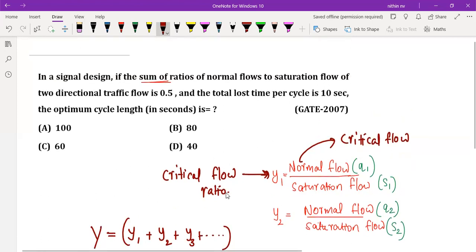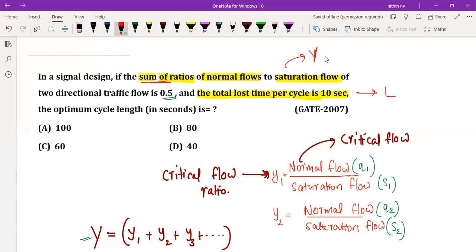Understood? So look at here now. Sum of, right? We are adding the sum of ratios of normal flows to saturation flow. What is that? That is nothing but your capital Y. That is given in the question as 0.5. Now, how to calculate this normal flow, saturation flow, everything I'm going to tell you. Don't worry, okay? This is only the first question. Now, the total lost time per cycle is also given, no? The total lost time per cycle. Understood? This is nothing but your capital L. So this is nothing but capital Y, and this is nothing but capital L. So this is how it is defined.